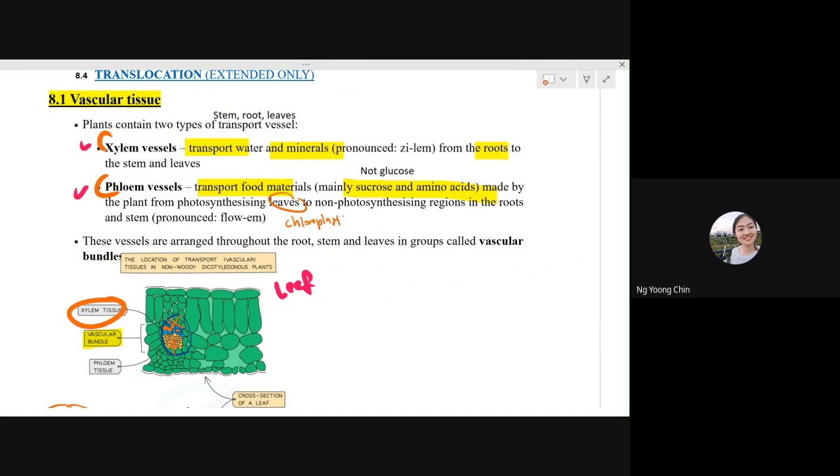Inside the chloroplast, there is the photosynthetic pigment we know as chlorophyll. Chlorophyll is a greenish pigment found in the chloroplast. Chloroplast is the organelle, chlorophyll is the pigment, okay? Please differentiate these two structures. Only the green part of the leaf is able to do photosynthesis. The non-photosynthesizing regions are the parts of the plant which do not contain any chloroplast and chlorophyll, so they are unable to perform photosynthesis.